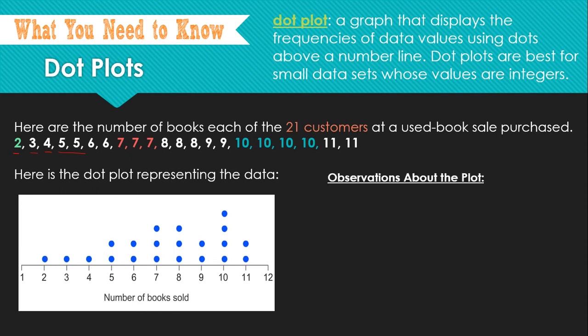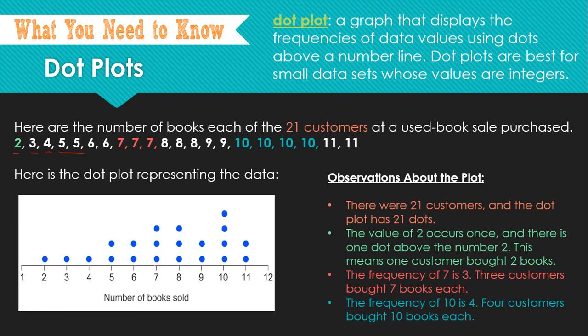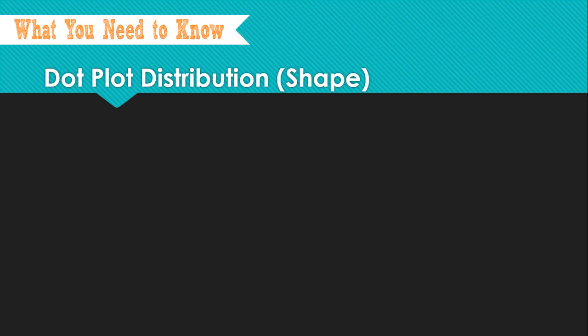and so forth. So, some observations: there were 21 customers, so on the dot plot, there will be 21 dots. The value of 2 occurs once, so there's one dot above the number 2, and that means that one customer bought 2 books. The frequency of 7, however, is 3, so 3 customers bought 7 books each. That's why we have 3 dots. And then the frequency of 10 is 4, so 4 customers bought 10 books each. That's how we interpret that dot plot.